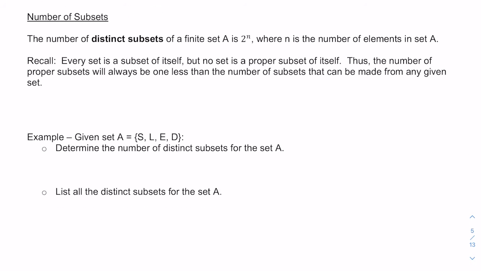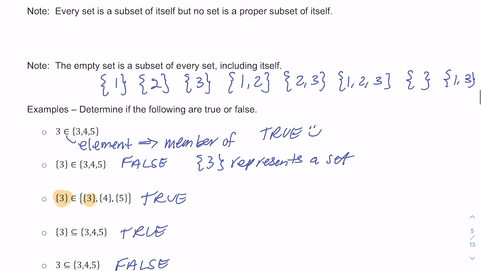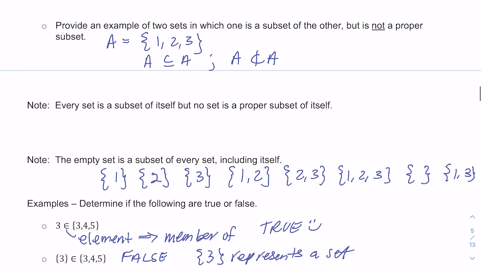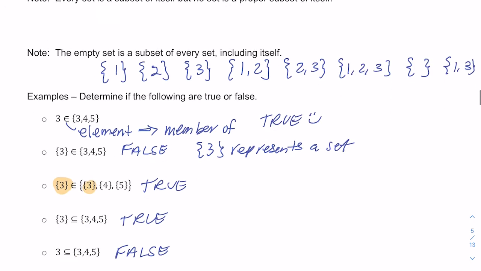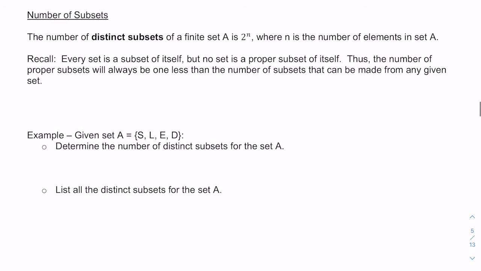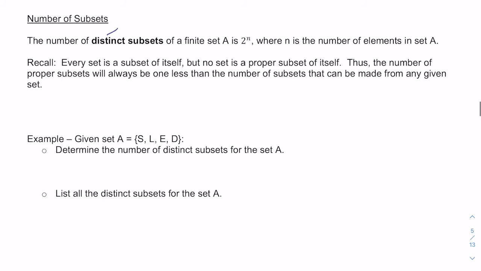How do we determine the number of subsets? If you'll recall, when I was just doing this problem, I counted and said there should be 8 subsets if I look at a set that has 3 elements in it. How did I know that off the top of my head? Well, there's actually a formula or a pattern that can help you determine the number of distinct subsets of a finite set A. Remember, distinct just means different.